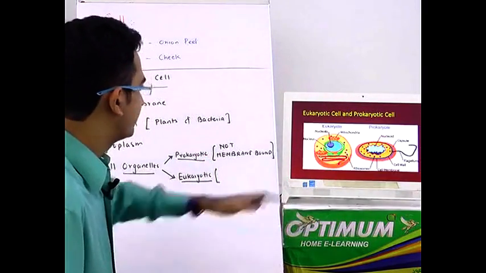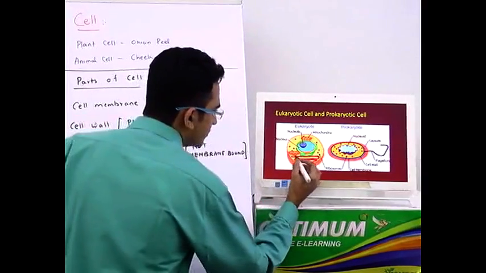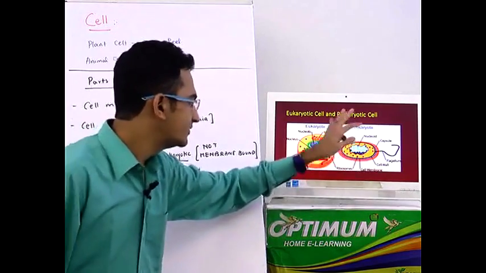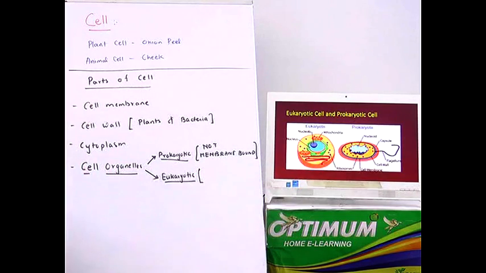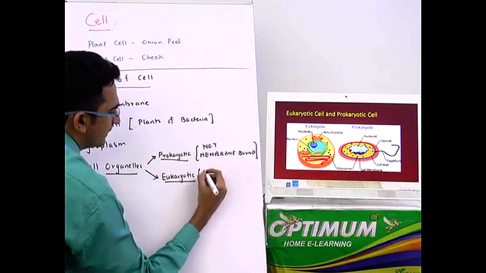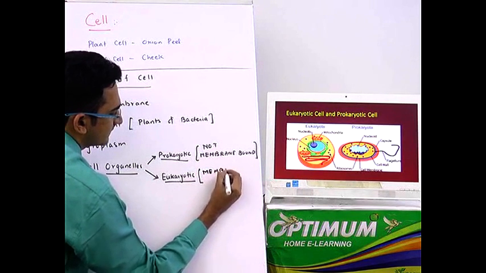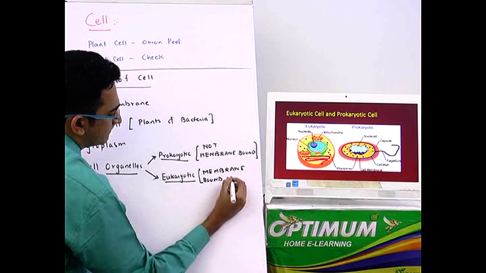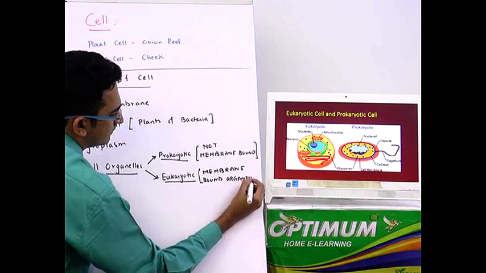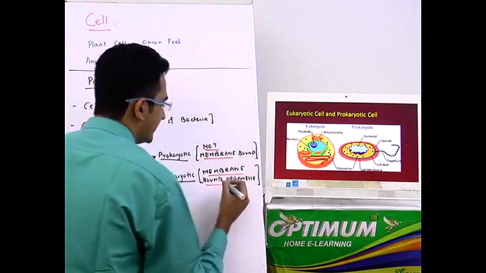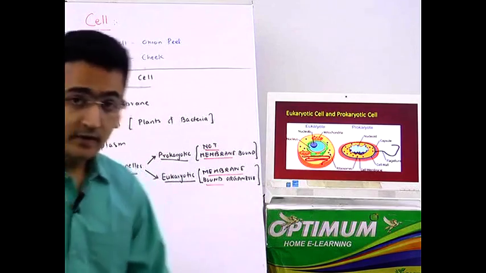I'll try to show you another picture. See this. Every organelle is shown to have a covering, whereas here the organelles are less, and every organelle does not have its own covering. So that's eukaryotic and that's prokaryotic. So prokaryotic, no membrane bound organelles, whereas eukaryotic has membrane bound organelles. Students, please remember this. This is one of the basic fundamentals of cellular biology. Now we go further ahead.